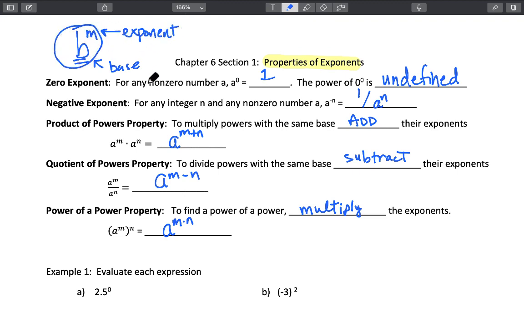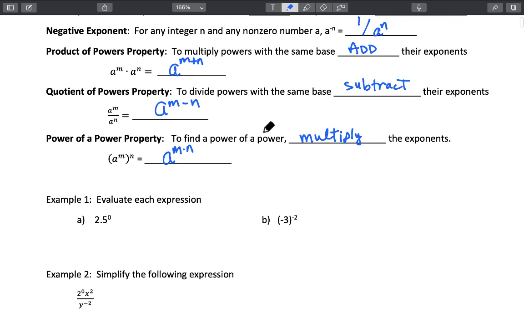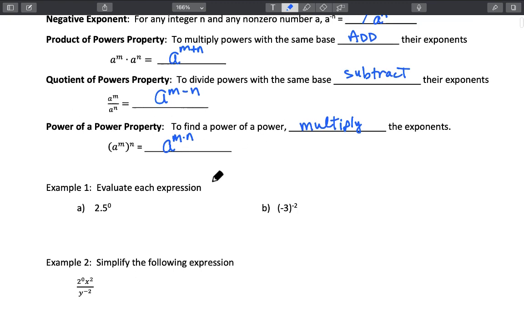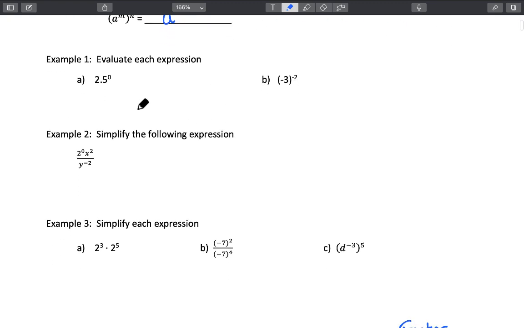All right, and so today we're going to talk about some of the properties of these exponents and handling different types of calculations with exponents. All right, we're going to jump right into talking about some of these properties by doing some examples. In example one, we want to evaluate this expression.